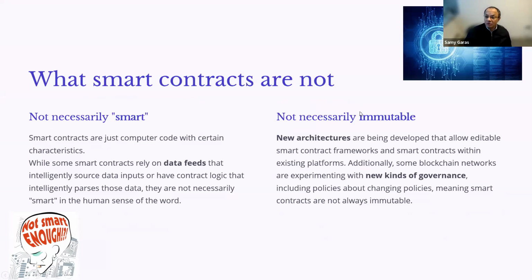On the other hand, I told you in the previous slides that it is immutable, but now with the new architectures that are being developed, some kind of changes might happen to the contract. Additionally, some blockchains are experimenting with new kinds of governance. When I talk here about governance, I mean controlling the contract and changing the policy, which means the smart contract can be changeable. And of course, this might lose confidence in the smart contract if things are changed. But sometimes it might happen that some protocol changes the smart contract.